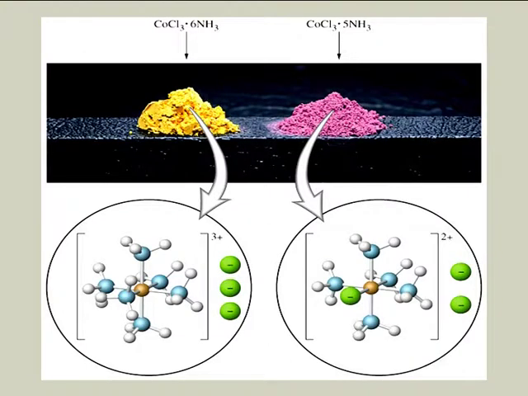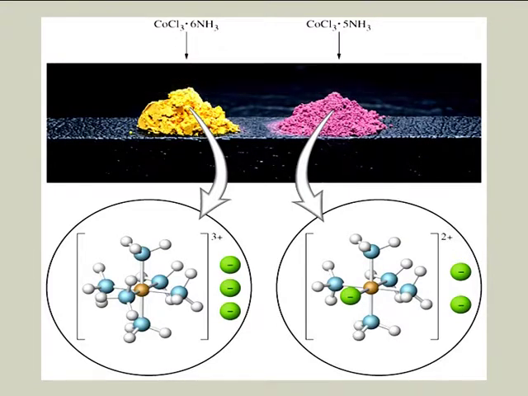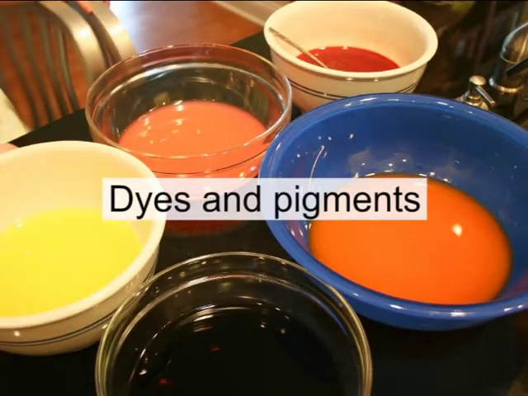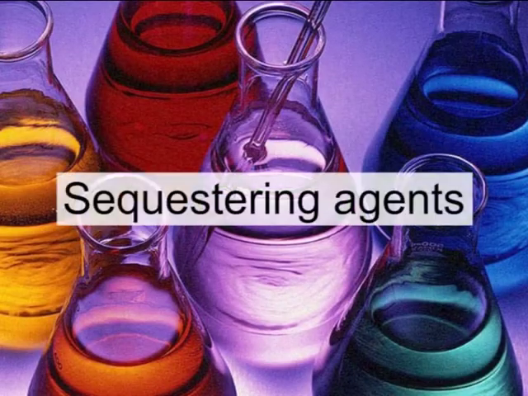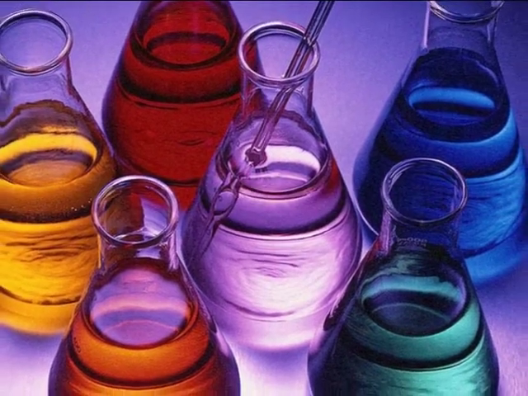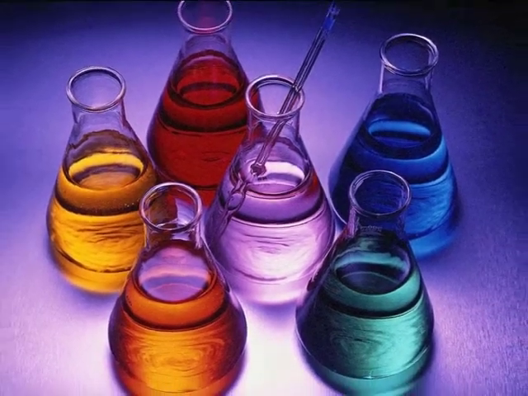It's hard to imagine a world without coordination compounds. Coordination compounds have been used from the earliest times as dyes and pigments. Nowadays, they are used as sequestering agents, that is, for the effective removal of objectionable ions from solution in industrial processing.